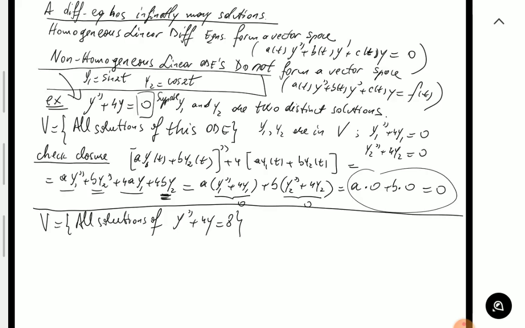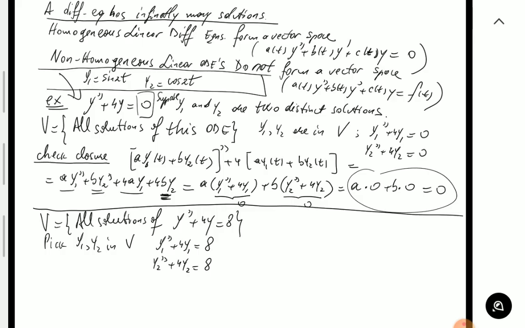And again, let's not get into that, because it's not my job to teach you differential equations. Actually, let's stick to the linear algebra aspect of it. So let's illustrate why this doesn't form a vector space. Let's say we pick y1 and y2 in V. That means individually y1 and y2 satisfy the same ODE. So y1 double prime plus 4y1 equals 8, y2 double prime plus 4y2 equals 8.